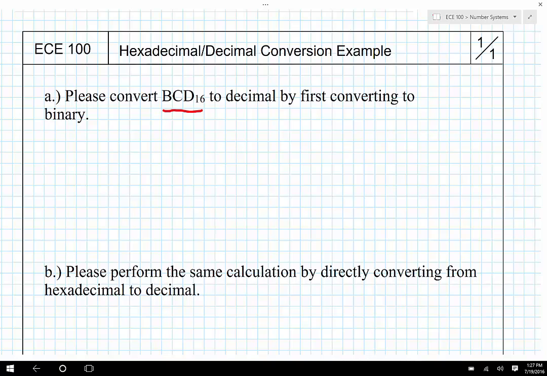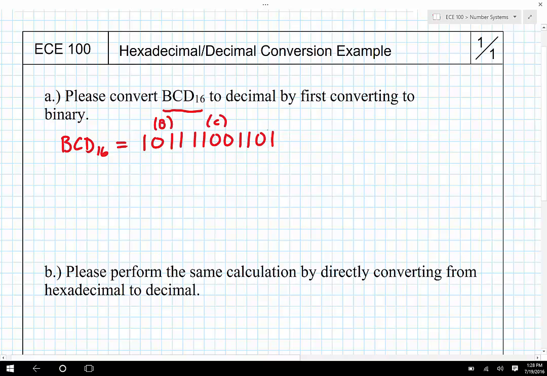So I'm going to go ahead and convert each of those 3 hex digits into 4 binary bits. So there'll be a total of 12 bits. So BCD in base 16 is equal to, and then I'm going to convert the B, 1011. That's a hexadecimal B. And then I have a 1100. That's a hexadecimal C. And then I have a 1101. That's the hexadecimal D.